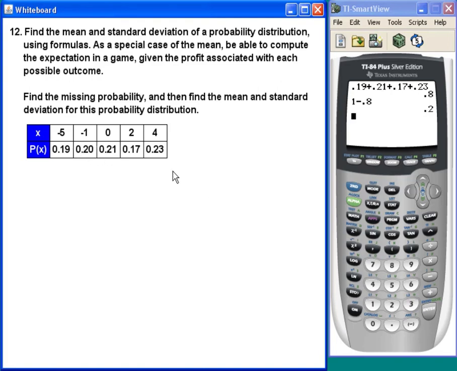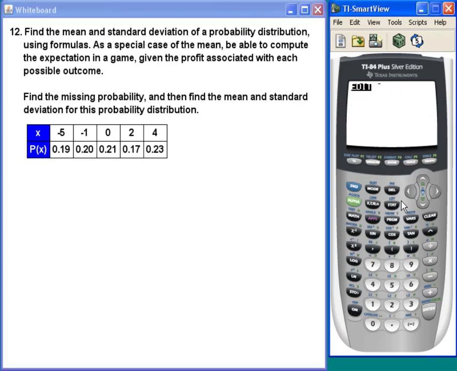Now it wants me to find the mean and standard deviation. So I go into my list editor, and I start putting this data into L1 and L2. I want to put the values of my random variable in L1, so the -5, -1, 0, 2, and 4. And then I'm going to put the values of the probabilities in L2.